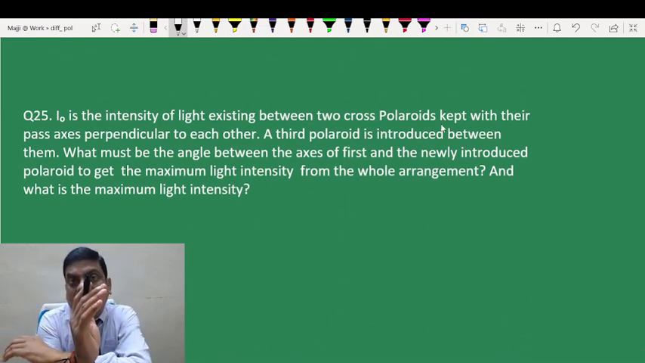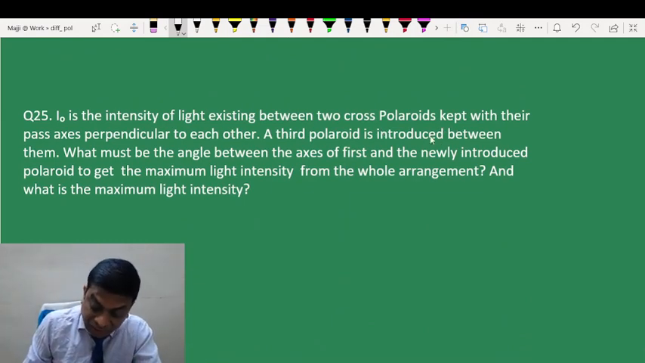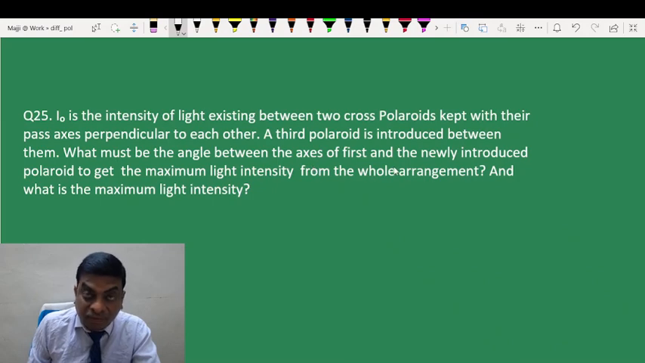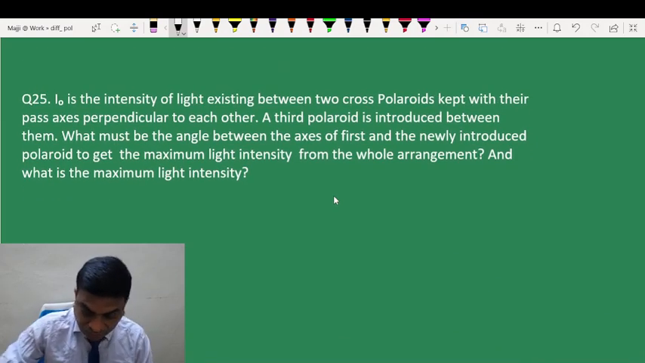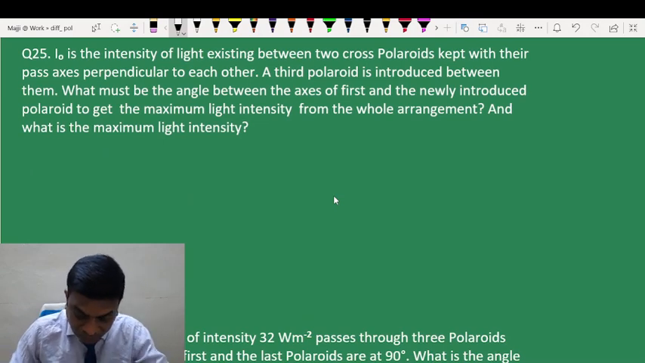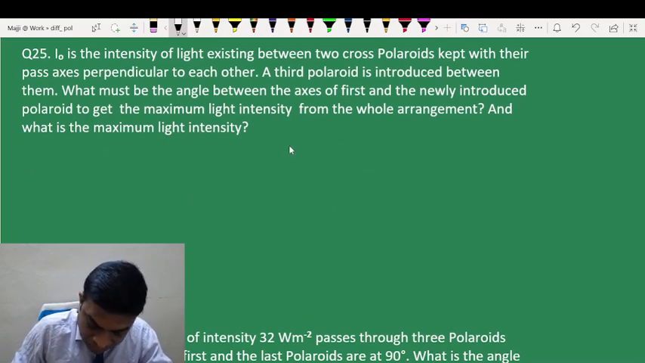Cross means their pass axes are at right angles to each other, kept with their pass axes perpendicular. A third Polaroid is introduced between them. What must be the angle between the axis of the first and the newly introduced Polaroid to get the maximum light intensity for the whole arrangement? I naught is the intensity of light emerging between two cross Polaroids.